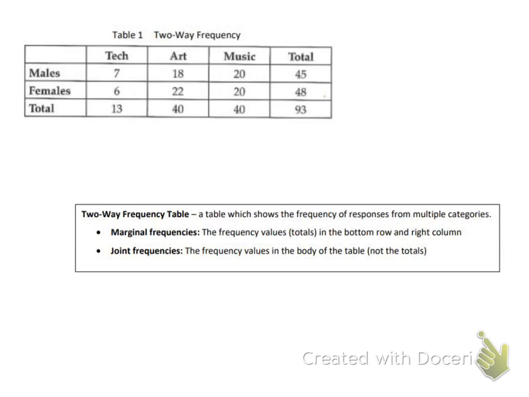I like to remember marginal frequencies as being the ones in the margin, just like in the book. So they are along the edges. So right here and right here. So for this particular table, our marginal frequencies are 13, 40, 40, as well as 45 and 48. Notice this total in the corner here. We'll talk about that in a little bit.